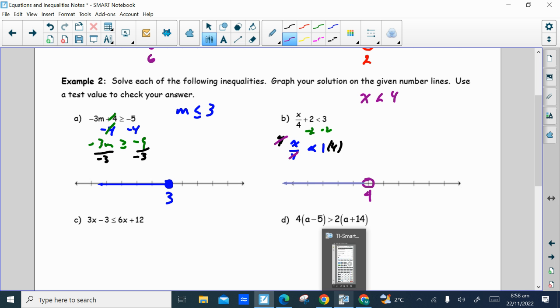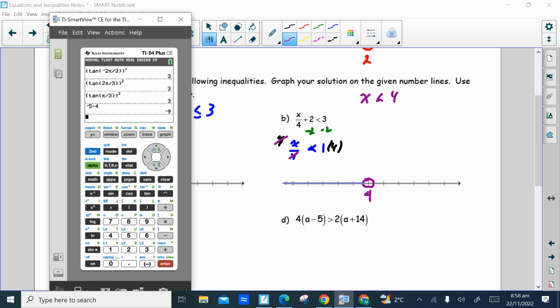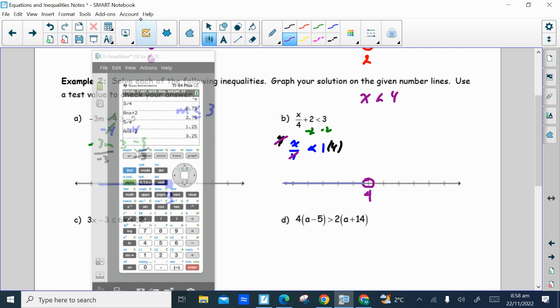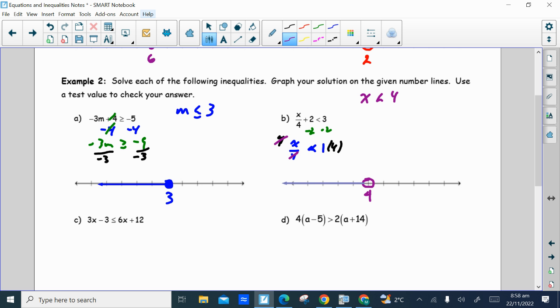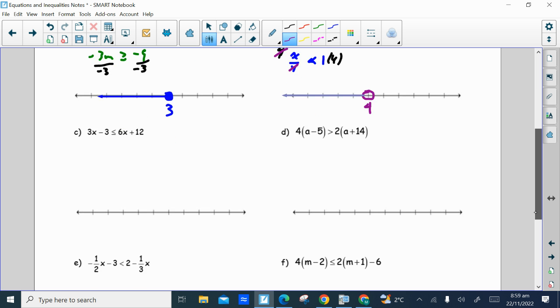If I use a number like 3, I might use a calculator to help here. When x is 3, 3 divided by 4 is 0.75, plus 2 gives you 2.75, which is still less than 3, so it works. But a number greater than 4, like 5, 5 divided by 4 is 1.25, plus 2 is 3.25. That's not less than 3, that's greater than 3. So that shows us that 3 works, but 5 doesn't. So our answer that x is less than 4 appears to be correct.